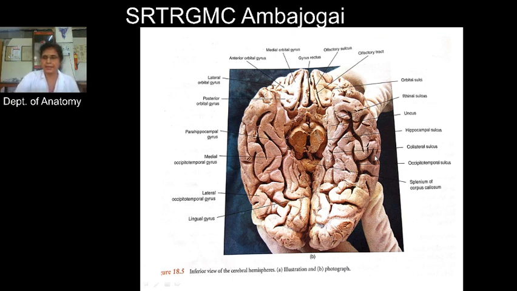This is the inferior aspect of brain, which shows the sulci and gyri on the inferior aspect. Now here you can see this olfactory sulcus. In this olfactory sulcus there is the olfactory tract. Then this is the gyrus rectus or rectus gyrus. Then this is the H-shaped sulcus which divides this orbital surface into these four gyri, that is the anterior, posterior, medial and lateral orbital gyri.